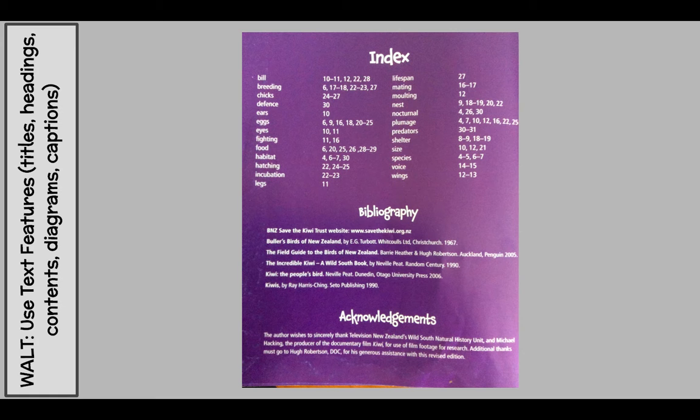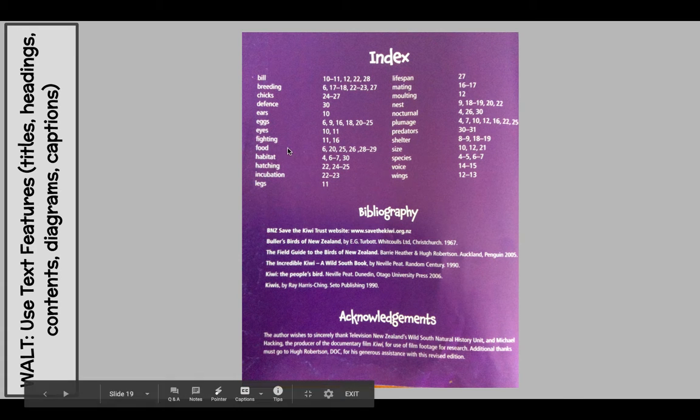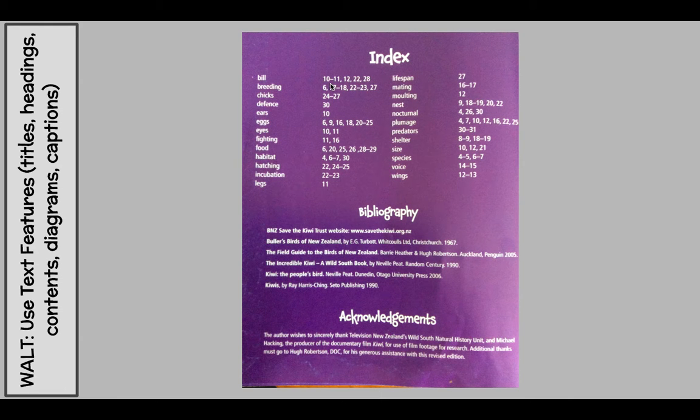Okay, so here at the very back of this book is an index. So the index gives us specific information. So if we want to know something about the kiwi's bill, then we can look on any of these pages here that you can see, and we can go to those and it will have information about it. Same with the chicks. If we want to know about the kiwi chicks, we go to page 24 and 27 and there will be information there. If we want to find out about the kiwi's voice, then we go to page 14 to page 15.